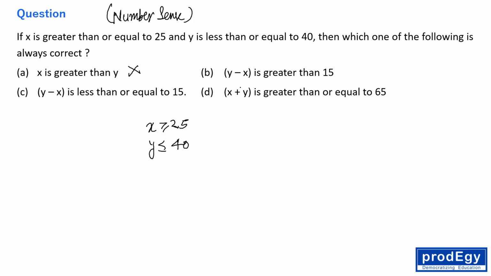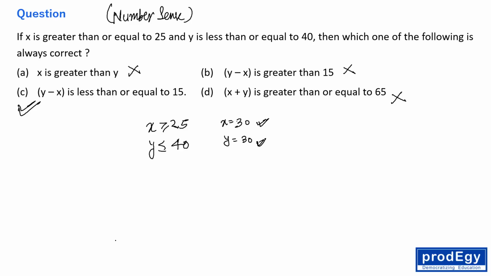Y minus X is greater than 15? Let's say X is equal to 30 and Y is equal to 30. Then Y minus X is greater than 15? No, not correct. X plus Y is greater than or equal to 65? With X equal to 30 and Y equal to 30 again, no, not correct. So if three of them are not correct, then definitely C will be correct: Y minus X is less than or equal to 15.